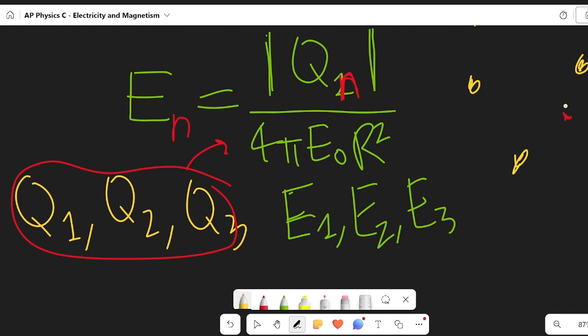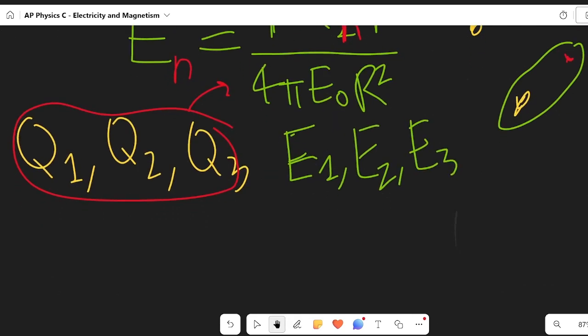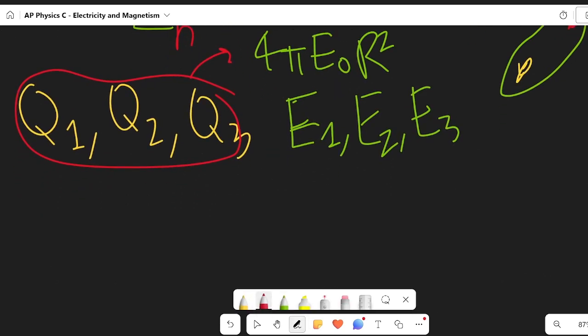For E of 1, we're going to simply consider these two charges right here with our law. So E of 1 will essentially say, what is the charge of this? The charge of this first one, Q1, will go into the numerator. And then 4 pi E naught, R squared.